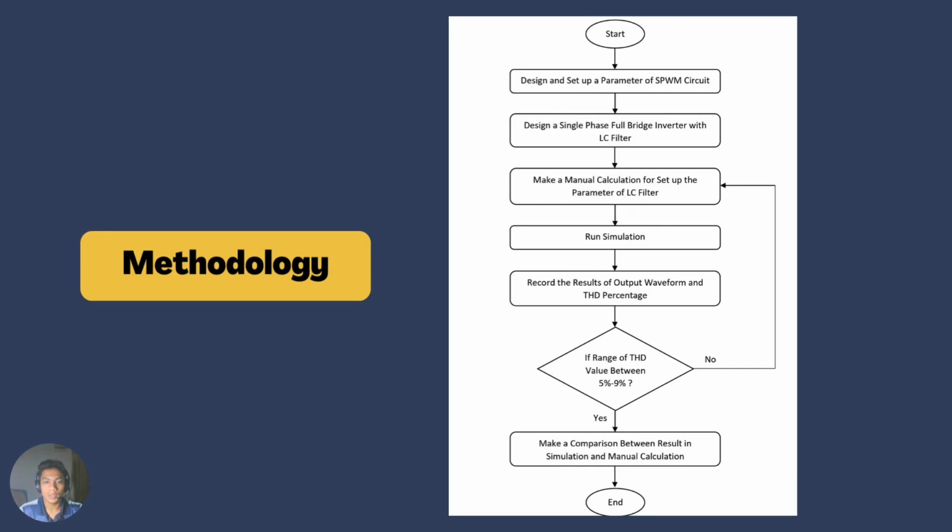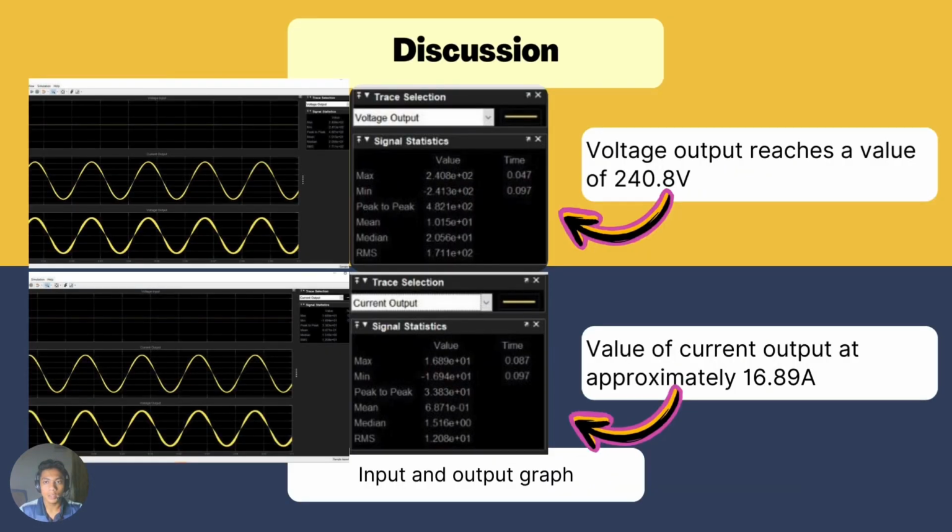Next we go through the discussion. For the discussion, the main objective of this project is to convert DC input to AC output with a THD value between 5% to 9%.